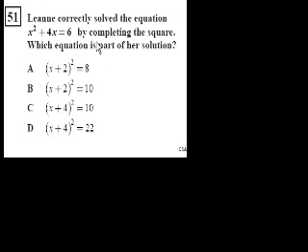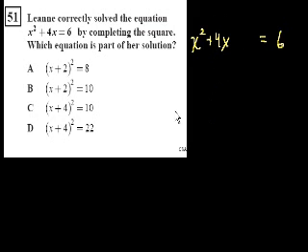Problem 51. Leanne correctly solved the equation x squared plus 4x equals 6 by completing the square. Which equation is part of her solution? Okay, so same thing. We just have x squared plus 4x. And when you complete the square, you're going to add something here. So I'm going to leave a little blank. Is equal to 6.